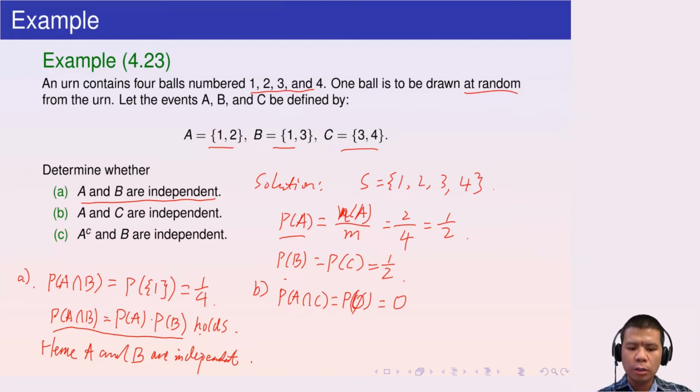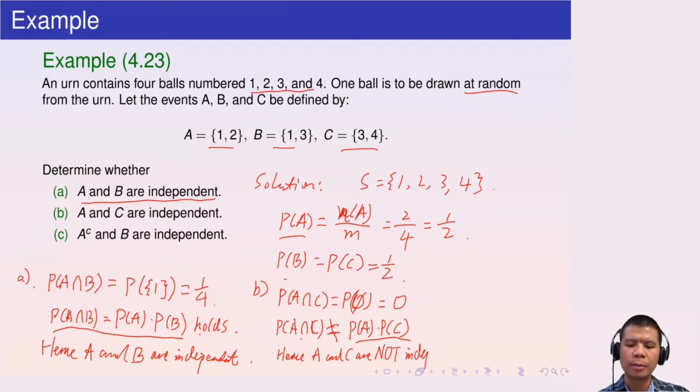Now, does this equation hold for A intersect C? Well, it seems that this equation does not hold, right? This is 0, this is 1/4. So therefore, by definition, A and C are not independent. Be careful, because this equation does not hold. They're not independent, they're dependent, right?